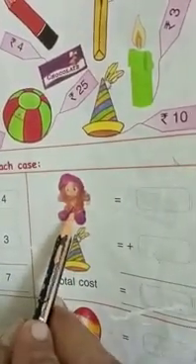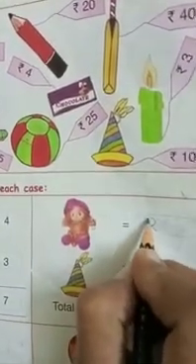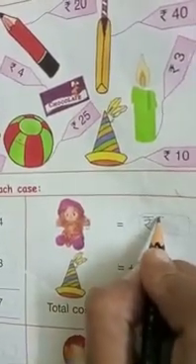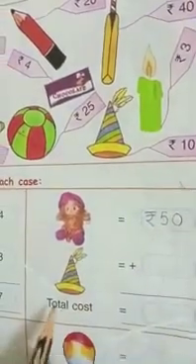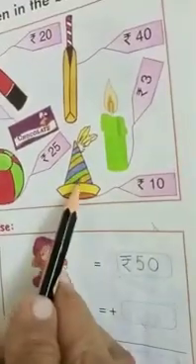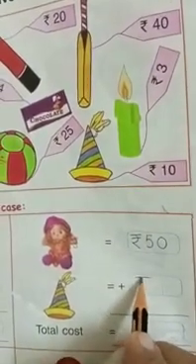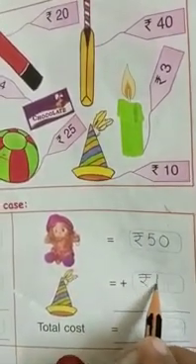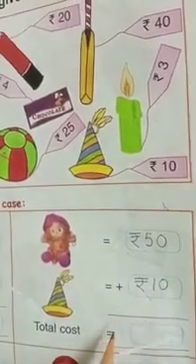Now this is doll and this is birthday cap. Now the cost of doll, look here. The cost of doll is rupees 50, so we will write here rupees 50. Now the cost of this cap is, look here, rupees 10, and I will write here rupees 10. You also do this page in your math book and you will write it properly.